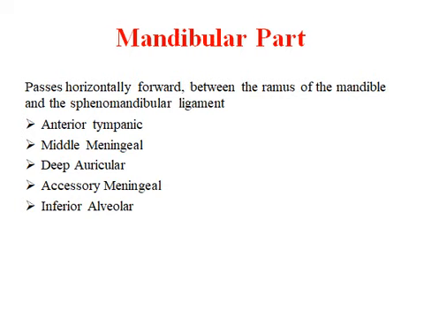Now coming on to the first part, that is mandibular part. It passes horizontally forward between the ramus of the mandible and the sphenomandibular ligament, and it has five branches: anterior tympanic, middle meningeal, deep auricular, accessory meningeal, and inferior alveolar.